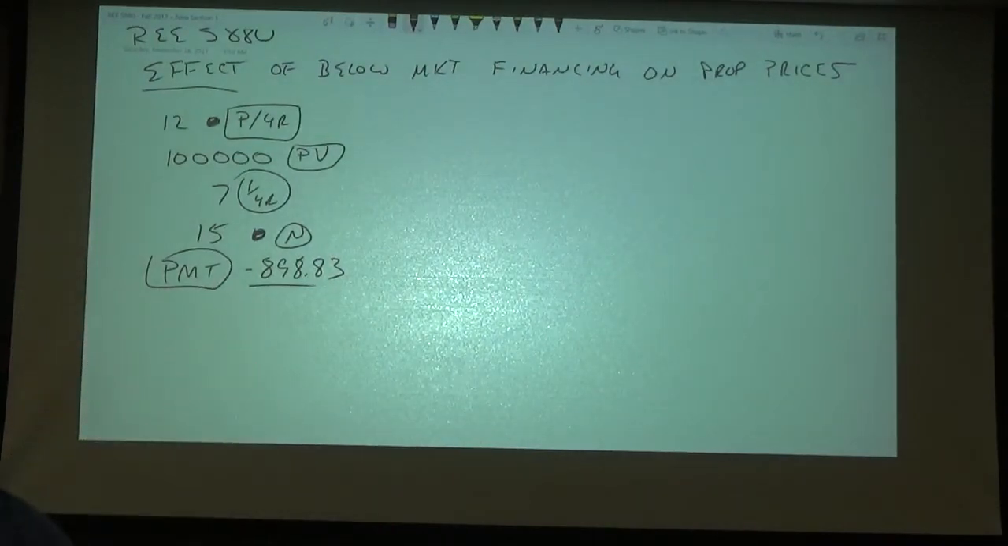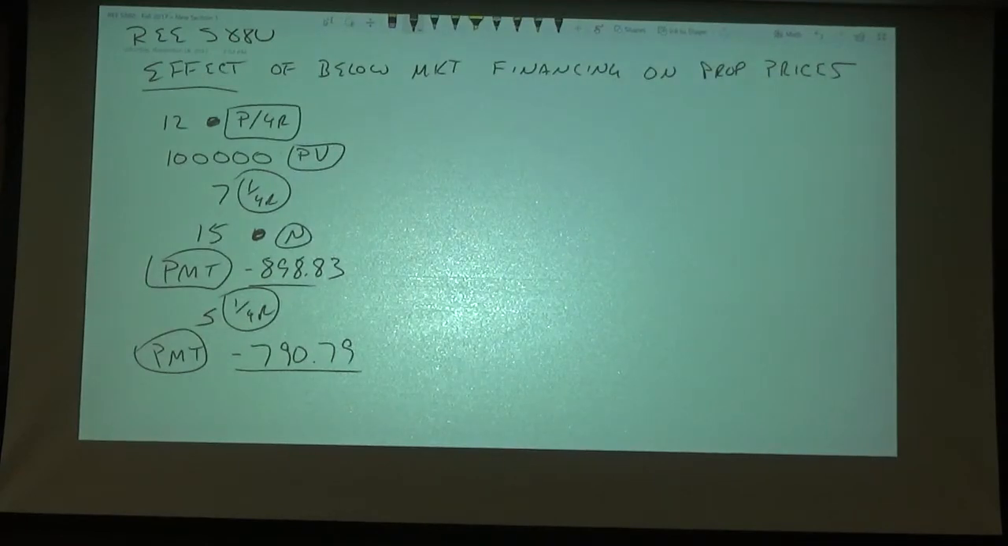Okay? Now, that's what the market is offering. That's the market interest rate. I am saying I will offer you this property at a 5% interest rate. So if that's the case, how much is that going to adjust the payment to begin with? $790.79 would be the new payment. Okay, is everybody good with that?